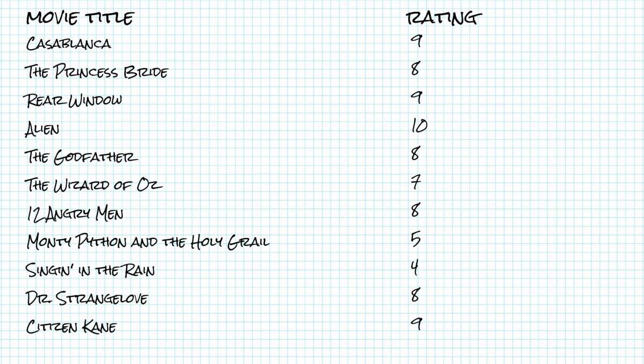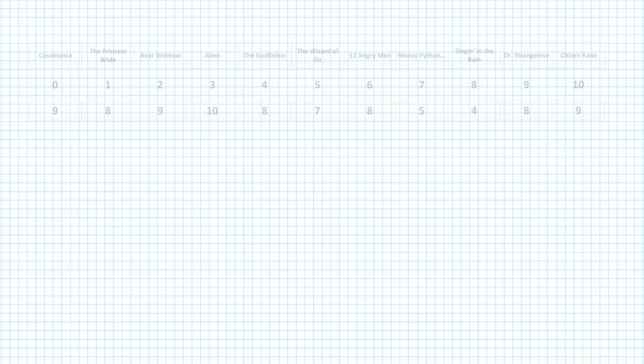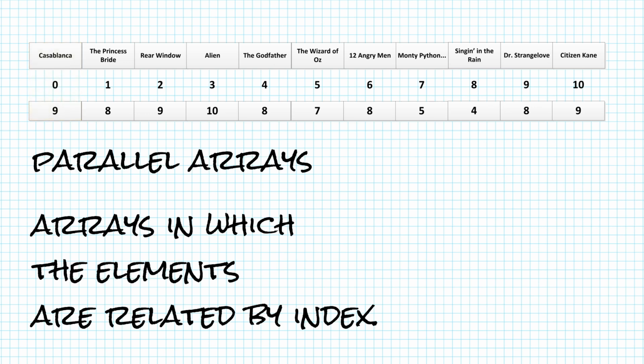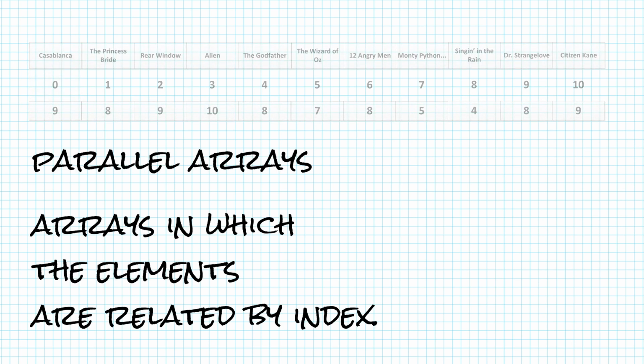Staring at the columns, you realize that the rating in row 1 is for the movie in row 1. The rating in row 2 is for the movie in row 2, etc. If you store the movie titles in an array of strings and the ratings in an array of integers, as long as you store them in the same order, the indices will relate the movies to their ratings. The movie at index 0 in the movie titles array will have the rating at index 0 in the ratings array. In programming, we refer to arrays related by their indices as parallel arrays.